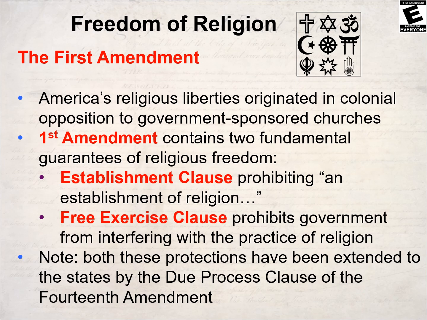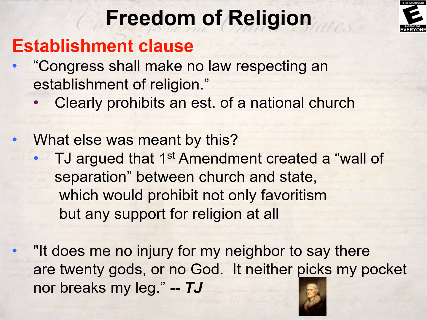Okay, I think this is going to be pretty straightforward for you. Obviously, our religious liberties originated in colonial opposition to government-sponsored churches. I mean, goodness gracious, just think back to Henry VIII, his daughter Bloody Mary. Scary stuff, right? So the First Amendment contains two fundamental guarantees of religious freedom, which is why so many people came to this country. With the Establishment Clause first, where Congress prohibits an establishment of religion, and then followed by the Free Exercise Clause, which prohibits government from interfering with the practice. Okay, so let's do establishment first.